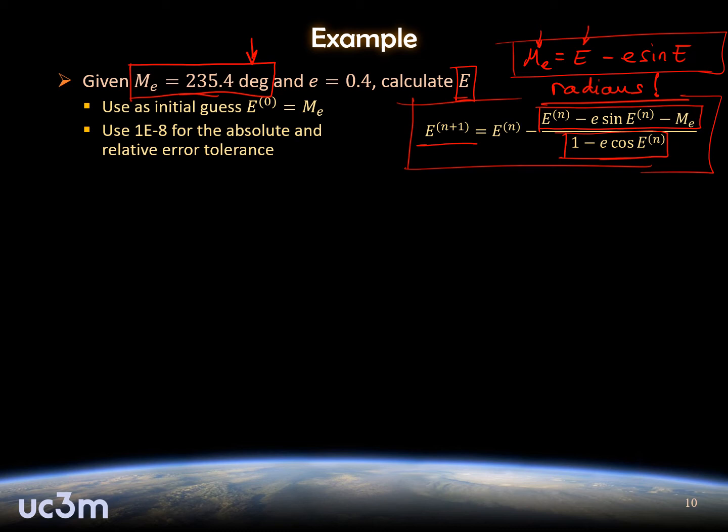So to start with n equals 0, we are going to take as our guess the value of the mean anomaly. In the absence of a better choice, this is probably a good way to start, assuming that the two angles are not going to be very far from each other. And for our tolerance, epsilon, we are going to take 10 to the power minus 8, both for the absolute error of the function and for the relative variation of the eccentric anomaly between iterations.